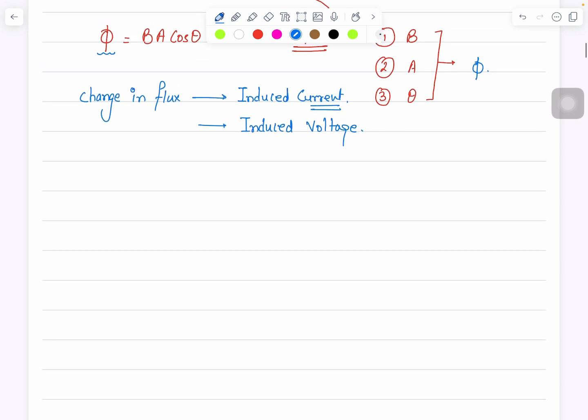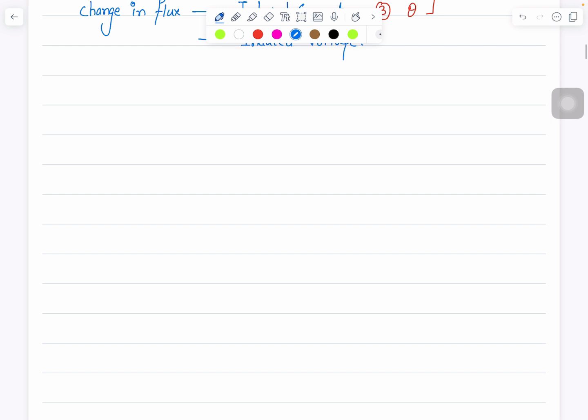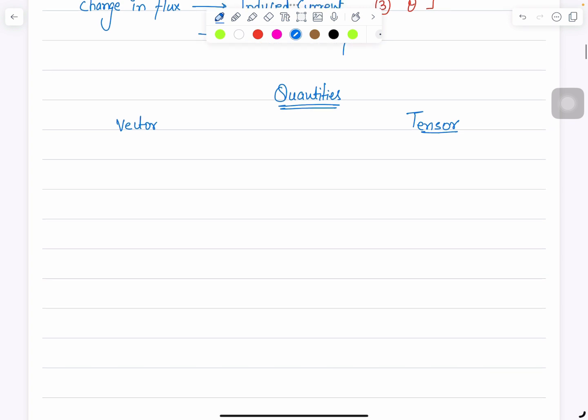So flux is equal to BA cos theta. In this, I need to add something which is very, very important. You should know the word called quantities. We have the word called vector and we have a word called tensor. Why am I going to explain this? After 5 minutes you will understand, because I need to relate this with the cases of magnetic flux.